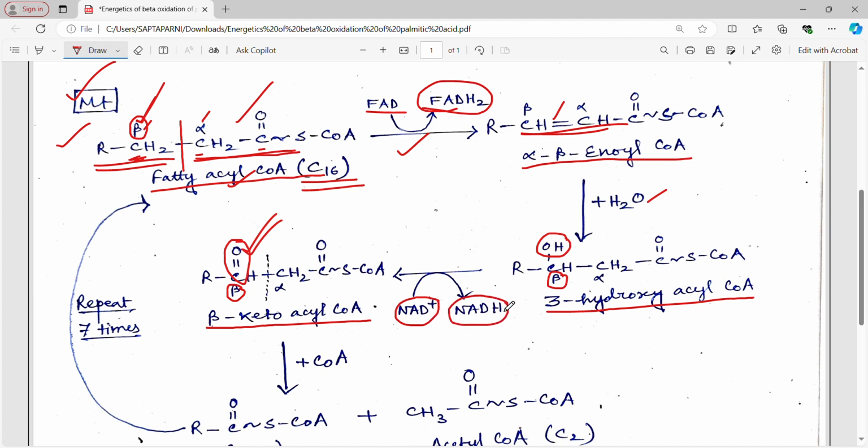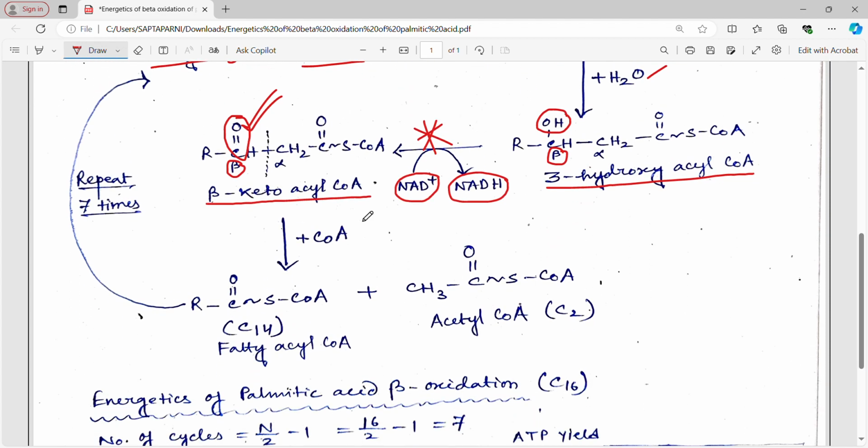So see here, for energetics this step is important, and also this step is important where FADH2 and NADH are formed. Now after that, beta keto acyl CoA again reacts with coenzyme A, and a bond breakage occurs between the alpha and beta atom of the beta keto acyl CoA, and one molecule of acetyl CoA is released.